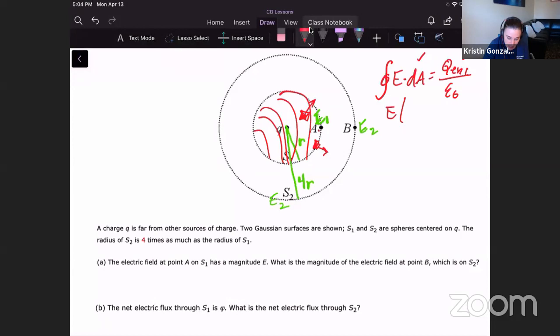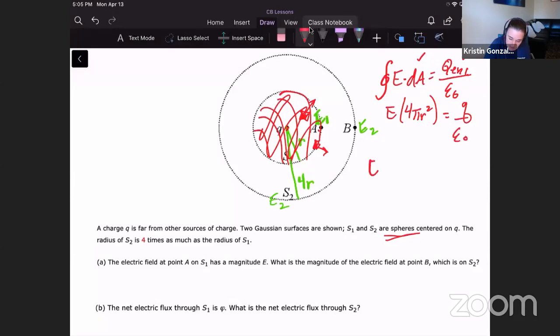If we take the integral of all of the little surface areas, that's the whole surface area of our Gaussian surface. Since this is a sphere, that is 4 pi r squared for any r. That equals, if I look at what charge is enclosed in my whole Gaussian surface, little q.